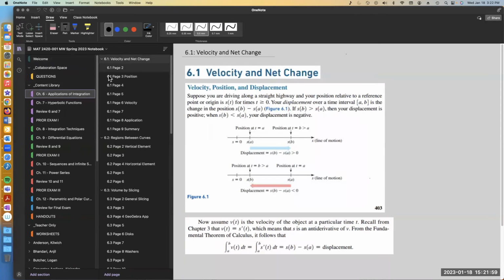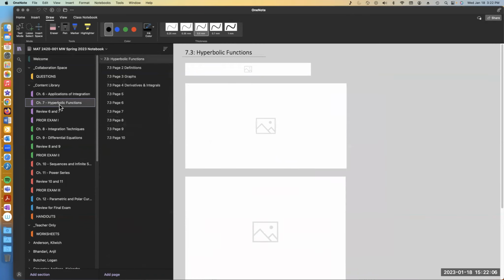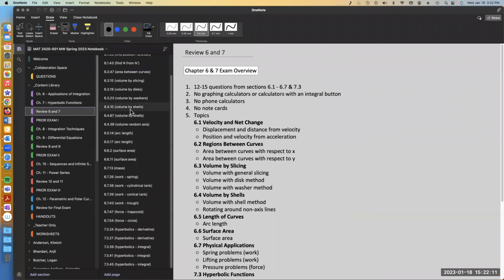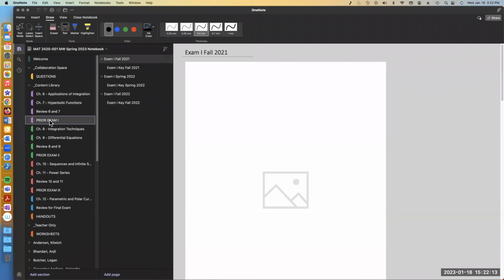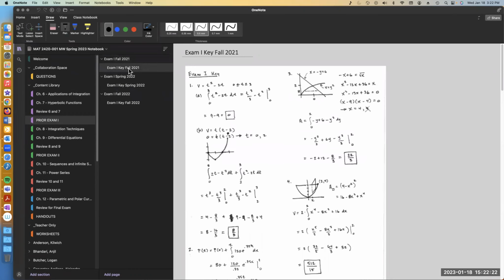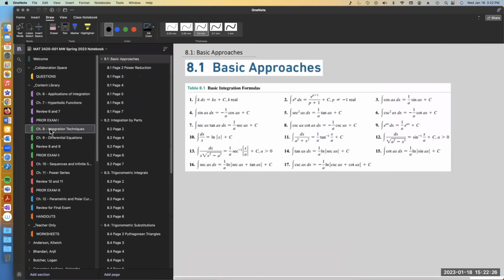Here's chapter 6, 6.1, 6.2, 6.3. It's all right there. We don't have to open a file, close a file, open a file, close a file. Chapter 7, we're only covering one section. Here's the review that we're going to do on the review day. Here are the prior exams that I have posted for you. I've got three exams that I gave recently, and you can take a look, and there are the answer keys right there. So it's super slick and easy to bounce around in OneNote, which makes it a fantastic software to use in a classroom.